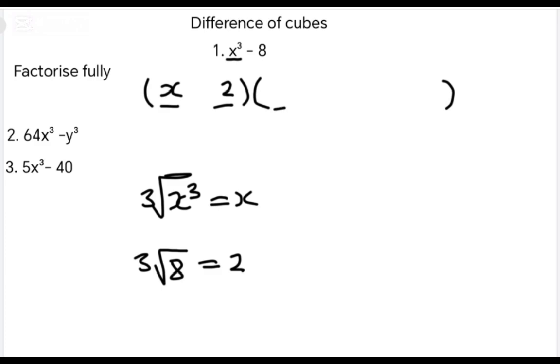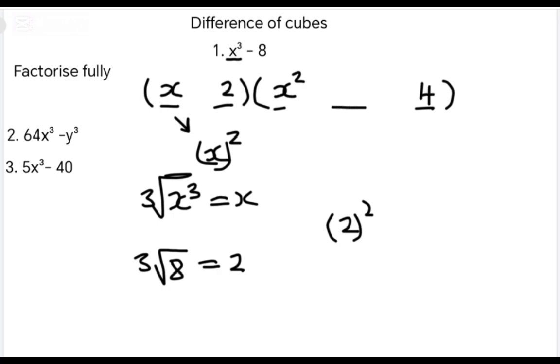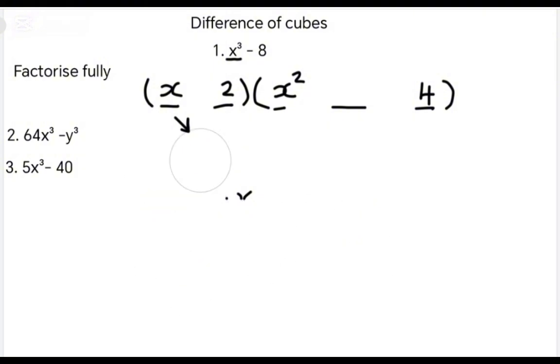Also here is going to be the square of this number. You're going to take x and square it, so it's x squared. And the last number is going to be the square of 2, which is 4. Perfect. The number inside here is going to be the multiplication of these two numbers, 2 multiplied by x, which gives us 2x. So here we're going to have 2x.